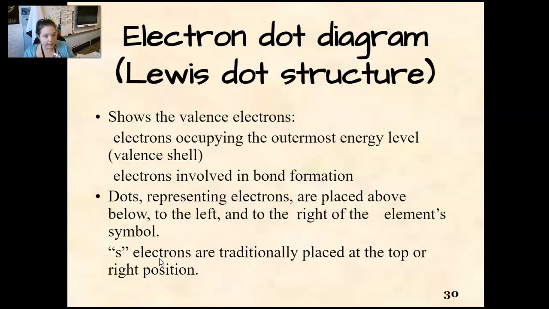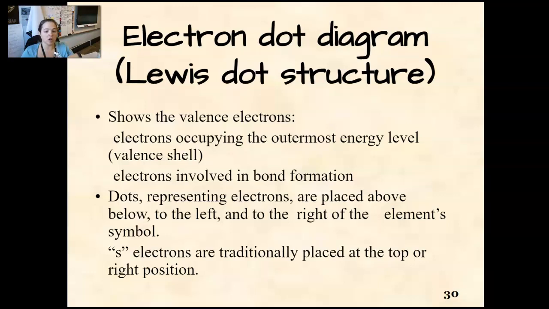Now, what the heck is a valence electron? Well, electrons occupying the outermost level, the very, very outside level, which is called the valence shell. Those electrons are involved in bonding. We're not there yet, but this is for when we get to bonding. Dots represent electrons, and they are placed above, below, to the left, and to the right of an element symbol.